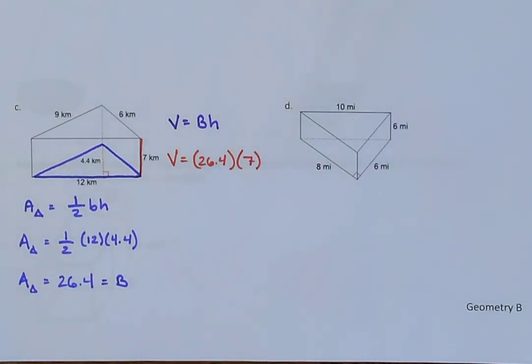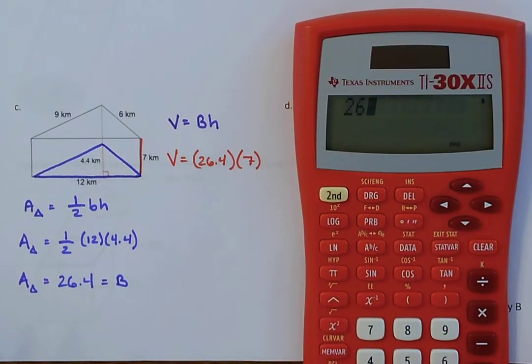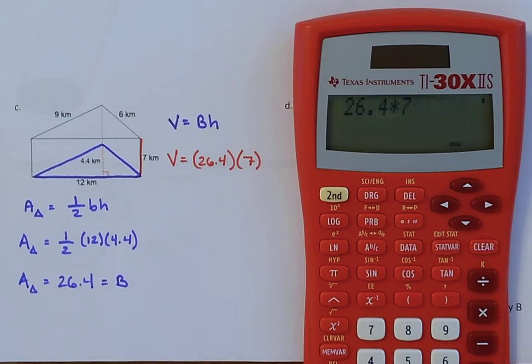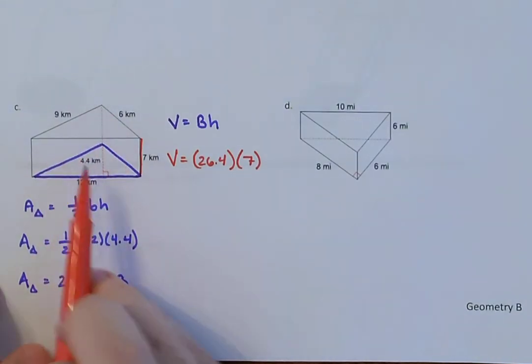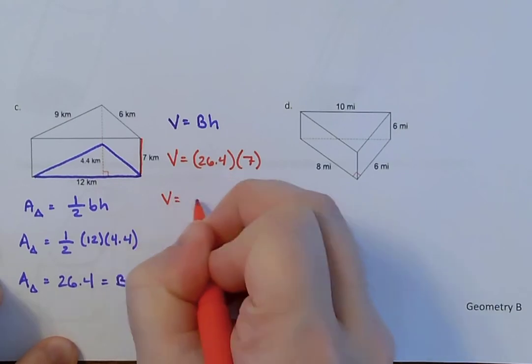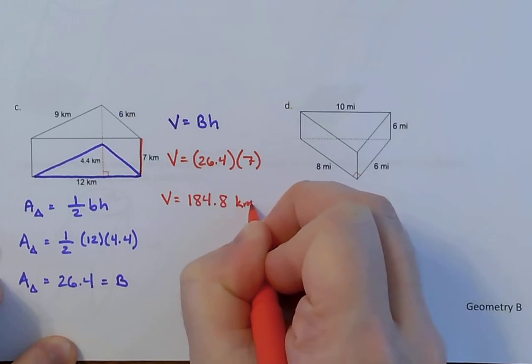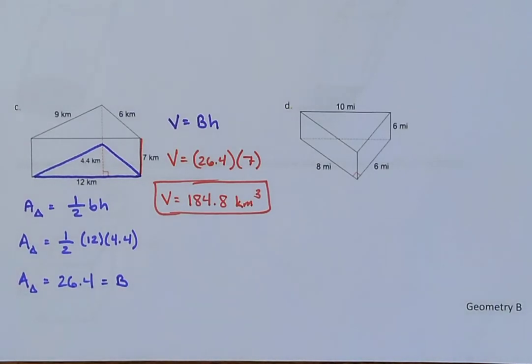So that means we're going to do 26.4 times 7. And I did times 4, but I wanted to do times 7. And we get 184.8. And that is the volume of this triangular prism. And that is how you find the volume of a triangular prism.